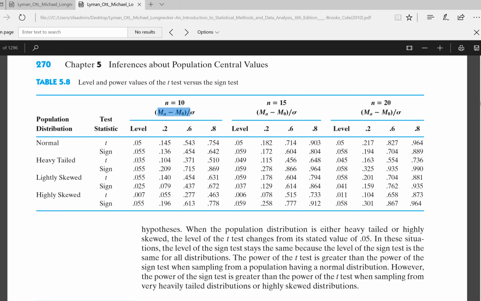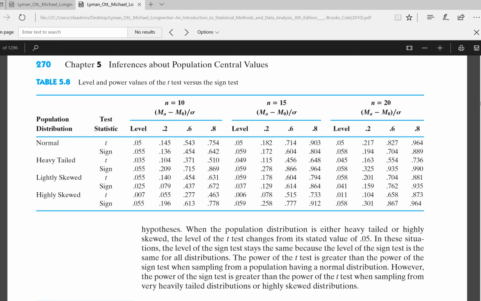Now the power is a little higher here. Actually, I'm trying to highlight both rows. I don't think I can quite do that. There we go. The power is a little higher for the t-test than the sign test under this situation where you're sampling from a normal population.